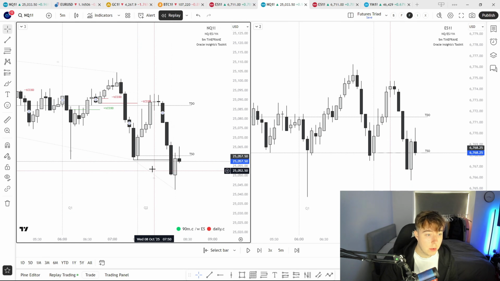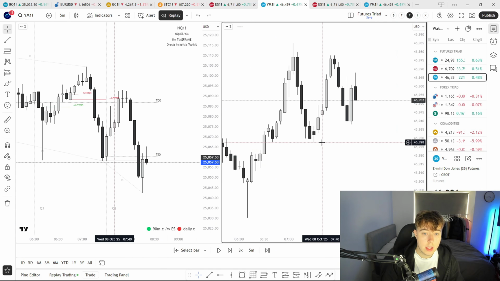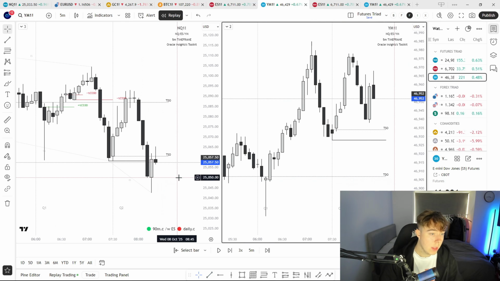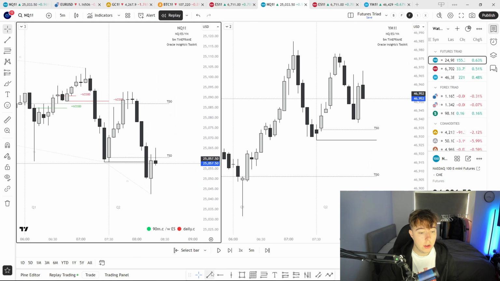So as you can see, NQ ran below Q1's low, and I'm guessing it was YM that failed. Yep, as you can see, YM has not ran below Q1's low right there. So which candle ran below the previous quarter low initially? 810 candle. So what we're going to then do is go ahead and mark out the open, okay?